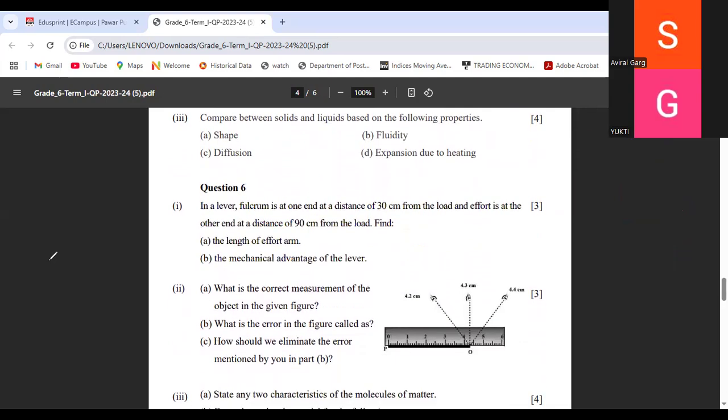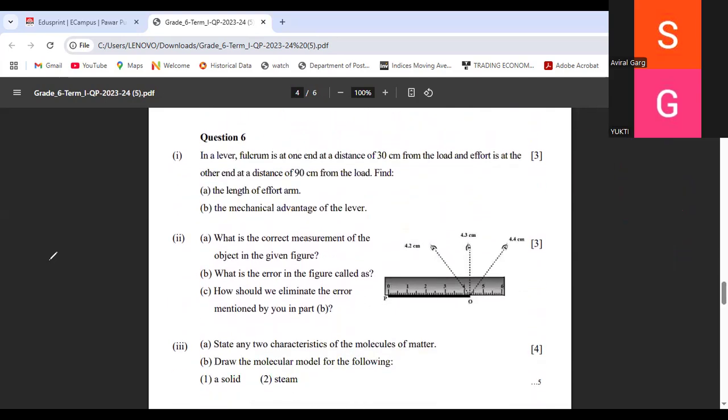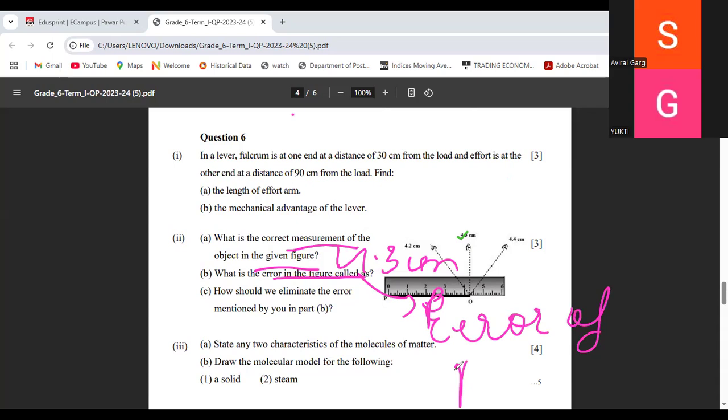What is the correct measurement of the object given in the figure? Yes, correct. It is 4.3 centimeter. What is the error called? Parallax. Error of parallax. Any spelling mistake, you lose the mark.